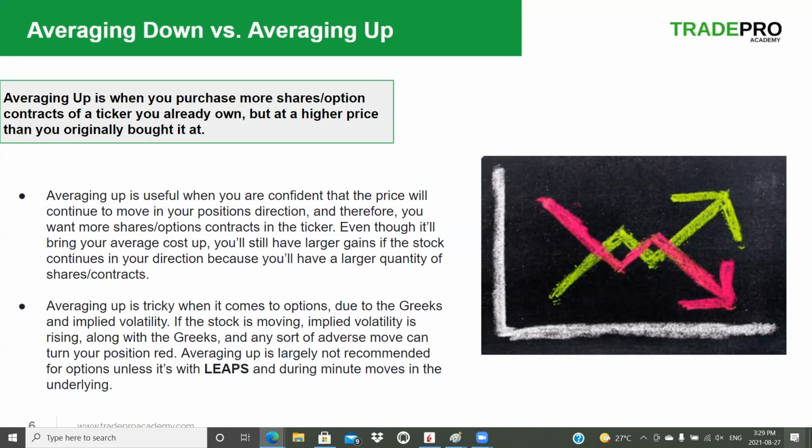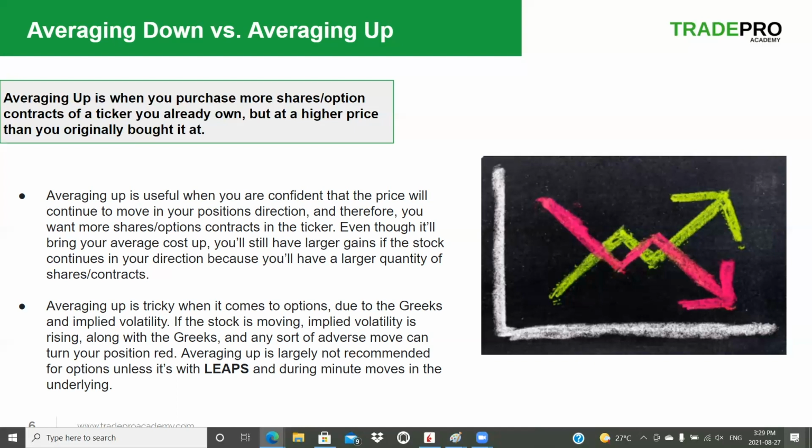However, averaging up is tricky when it comes to options due to the Greeks and implied volatility. So if your stock is moving, your implied volatility is rising along with the Greeks, and any sort of adverse move can turn your position red. Averaging up is largely not recommended for options unless it's with LEAPS and during minor moves in the underlying. LEAPS are kind of immune to any sort of little blips, I guess you could say. So that's kind of okay to average up with LEAPS.